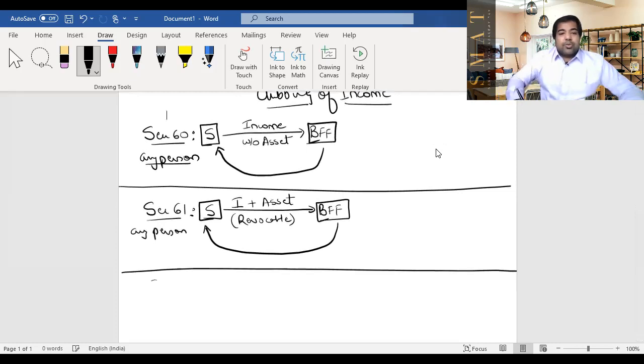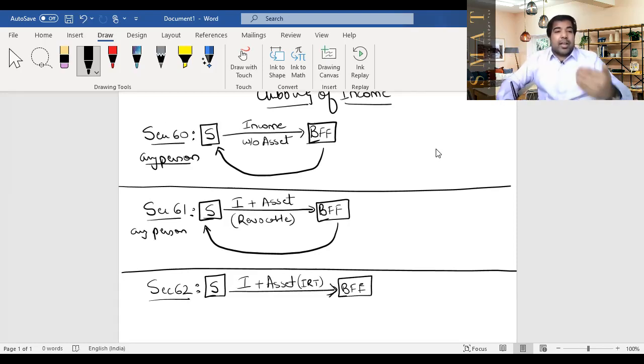Next is section 62. At the age of 62, the surgeon got smartest and he transferred the income plus he transferred the asset, and this time he did an irrevocable transfer. Irrevocable transfer basically means that you have no right to get it back, at least till a certain big condition, like during the lifetime of the BFF, the asset will remain with the BFF. In that case, we understand this is a genuine transfer, and there will be no clubbing provisions, thankfully, because it is an irrevocable transfer.